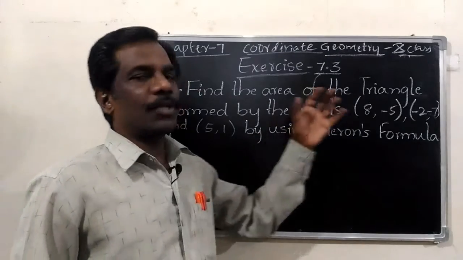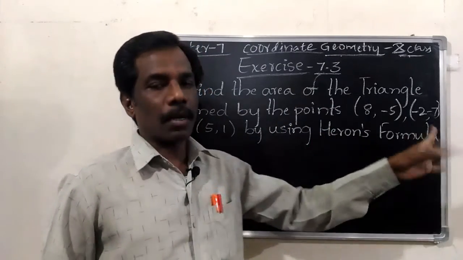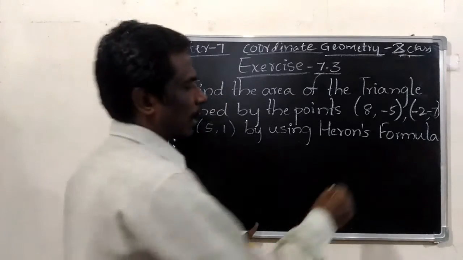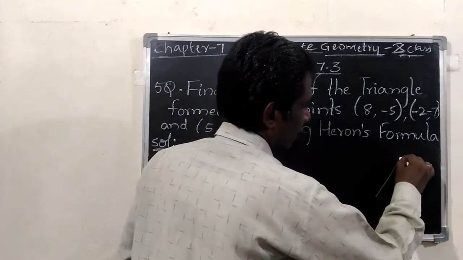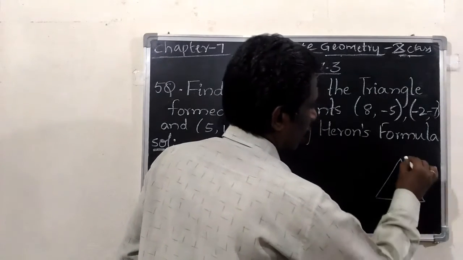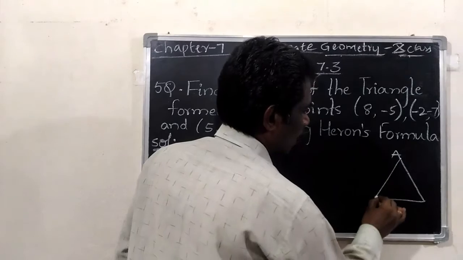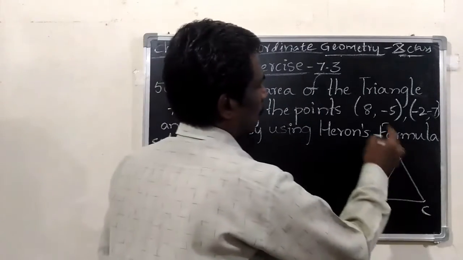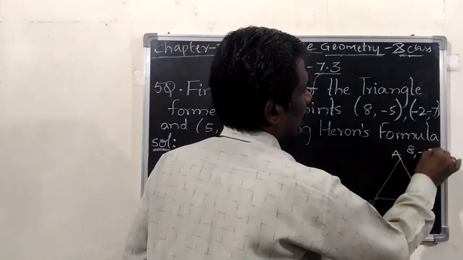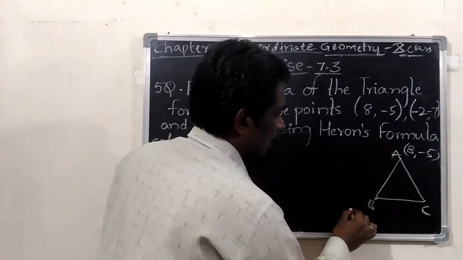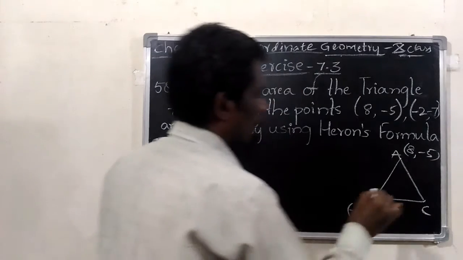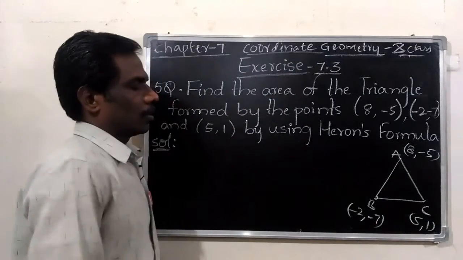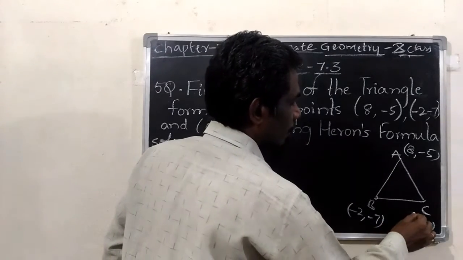Find the area of the triangle by using Heron's formula. So let us solve this question. First we draw the triangle. Let this be A, this is B, and this is C. Write their points. A is (8, -5), B is (-2, -7) and C is (5, 1).